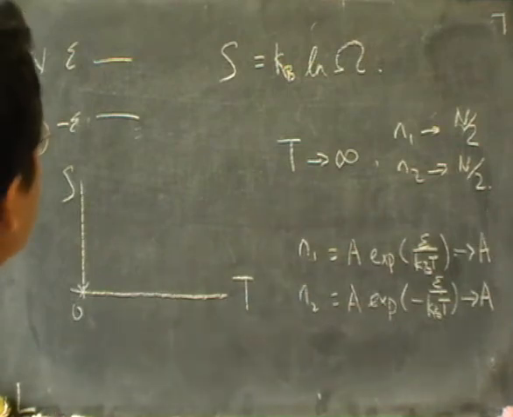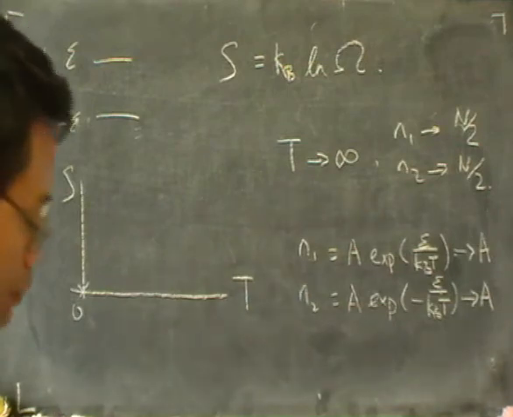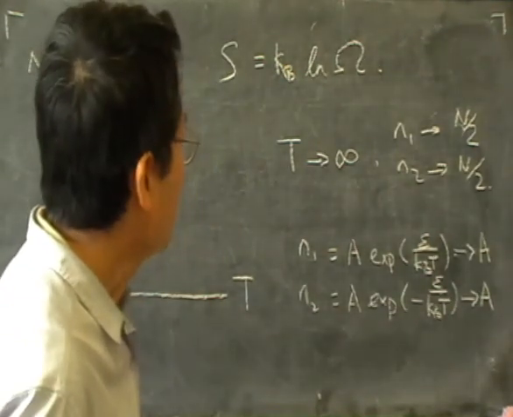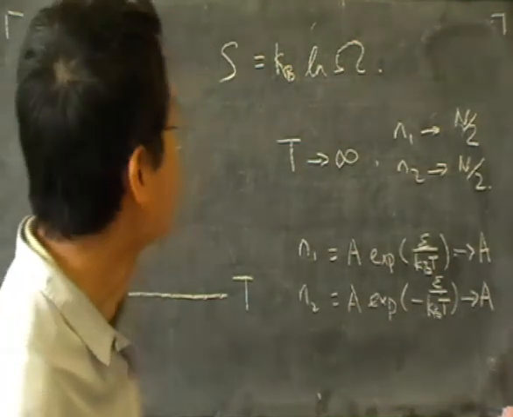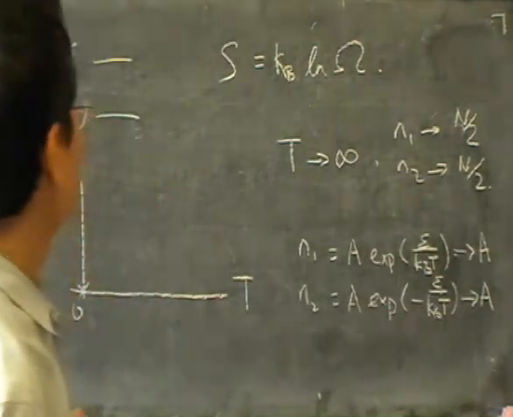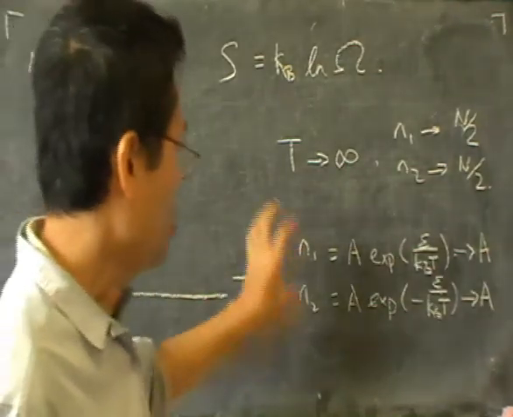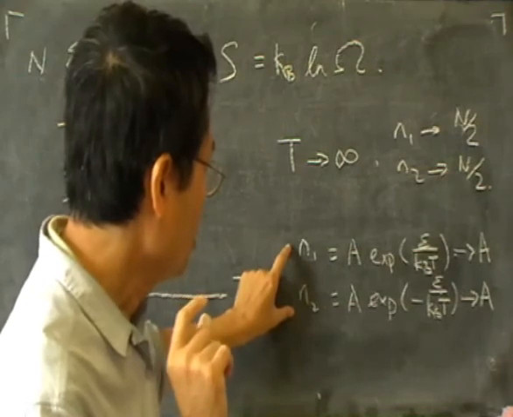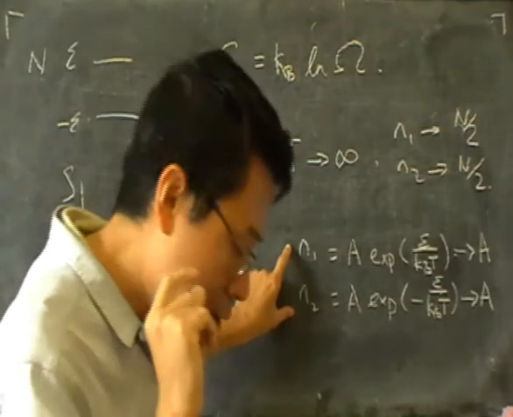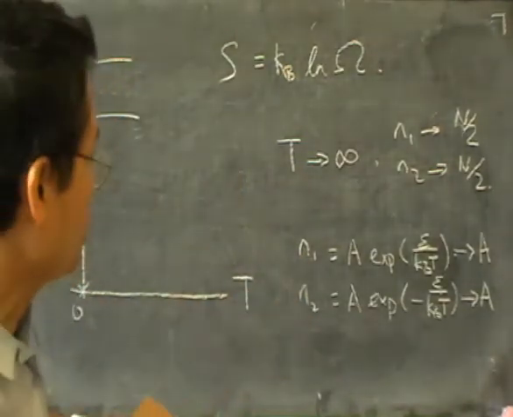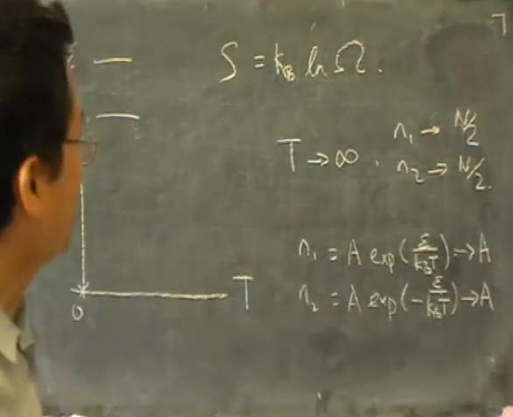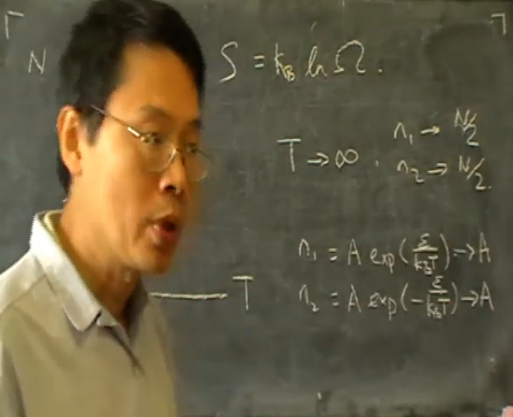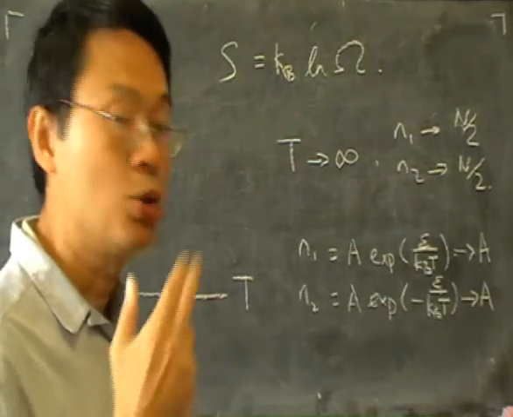But in this case, there's actually a simpler way to do it, because if you think about what I said just now, that it is equally likely for a particle at such a high temperature to occupy either level, then that means that for each particle, there are two possible arrangements.